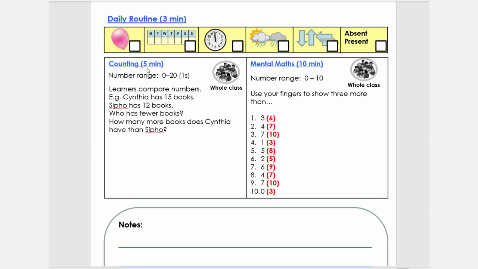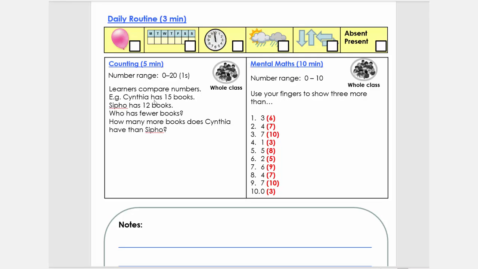Welcome back. We're going to look at the counting. The counting is from 0 to 20. So I want the learners to count. And when they come, for instance, to 15, you're going to tell them to stop. And then you're going to give them a word problem.